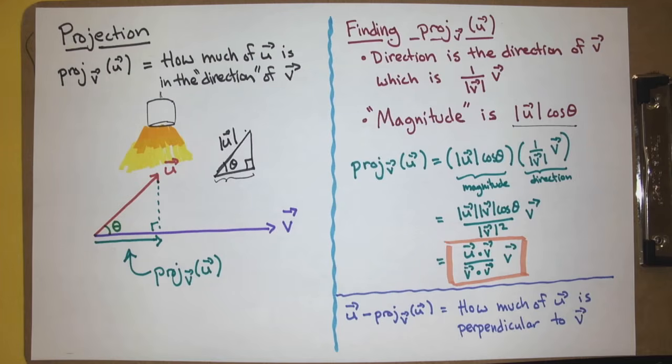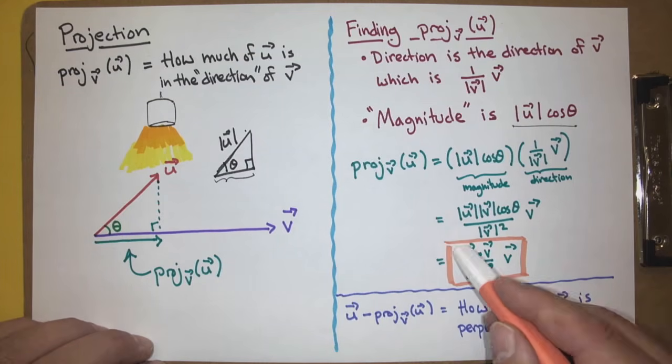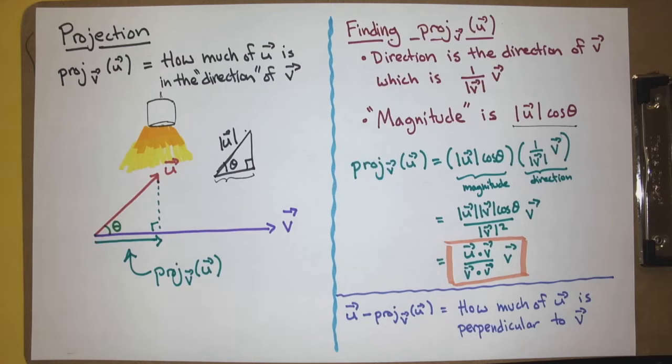Now you might say, oh, it kind of makes sense, right? Because what do you want to do? You want to say, oh, I know, if I just cancel off the v's, the only thing left is u, and that seems right. It doesn't work that way. That's okay. But that's the formula. Now, that's how much of u points in the direction of v.